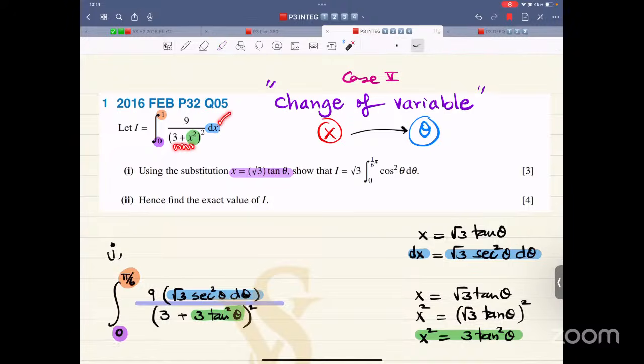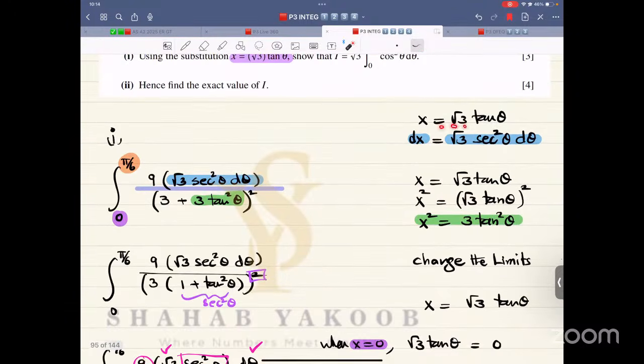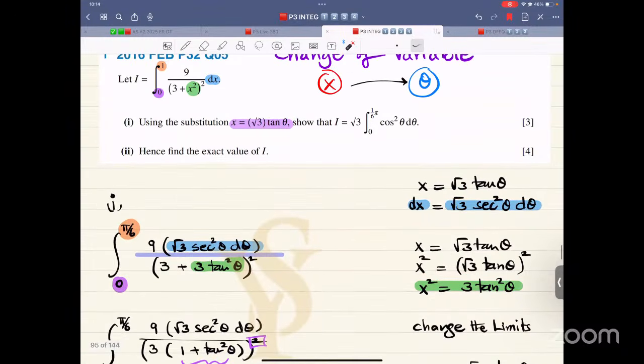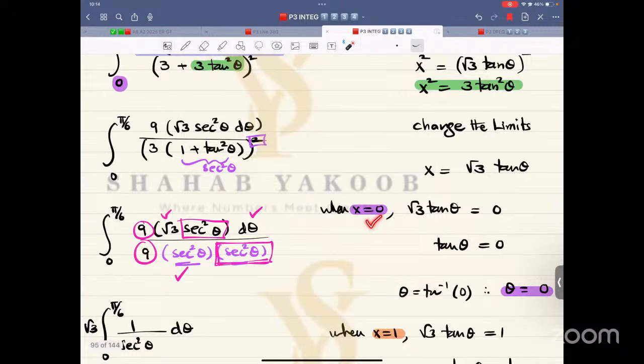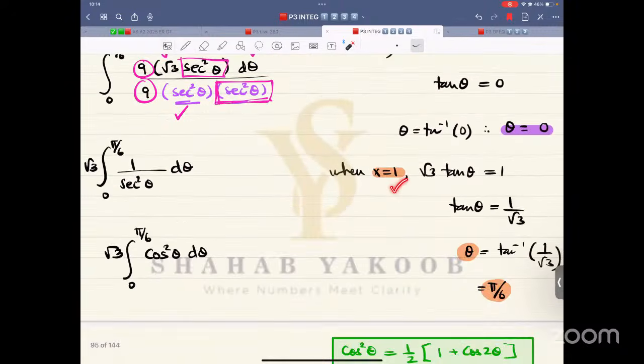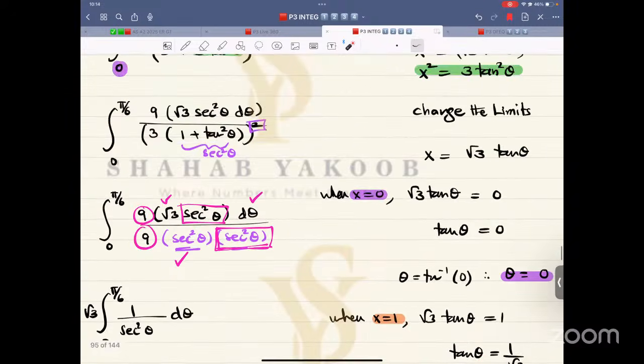We will change the denominator. We will change the limits. This is a constant, this is a square. x is root 3 tan theta, so dx is root 3 sec square theta d theta. x is already the subject, so let's square both sides. So x square is there, and that is needed over here, the green one. Change the limits. When x is 0, tangent of theta is 0, so theta is 0. When x is 1, tangent of theta is 1 over root 3, so theta is pi by 6.